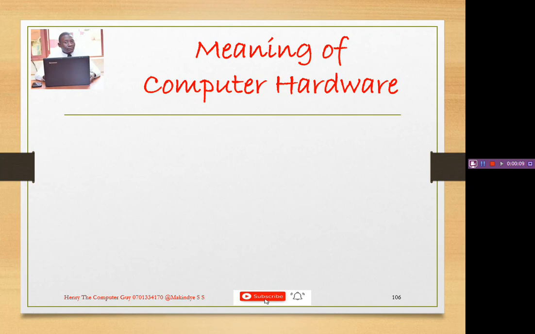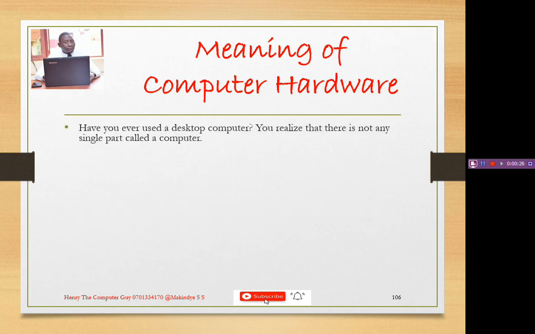And in today's lesson, we are going to learn about the meaning of computer hardware. Remember, we gave a simple explanation about it, and we say that these are specifically the physical or the tangible components of a computer. So, those things that you can see and feel and touch, they are the computer hardware.